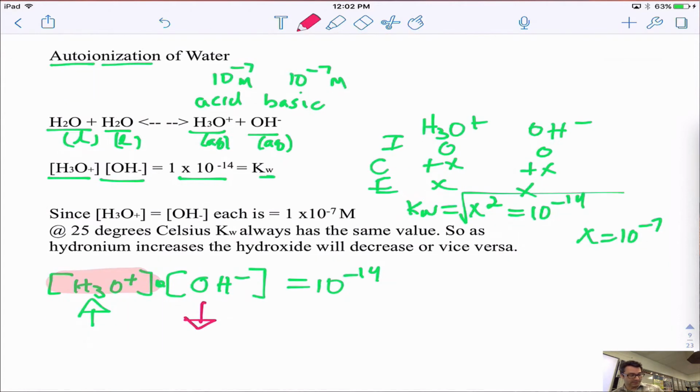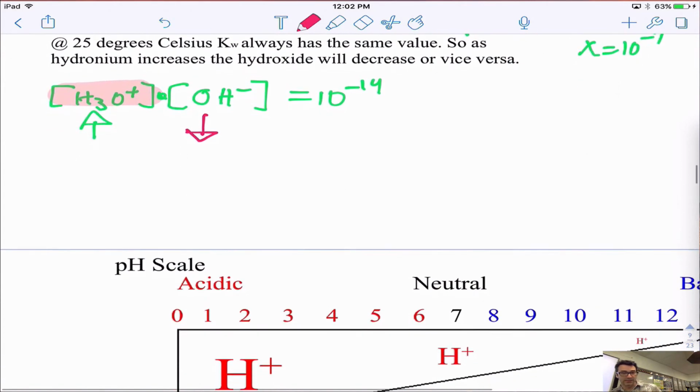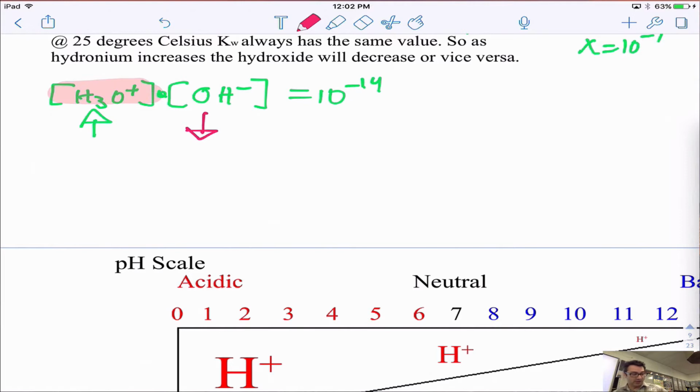So let's look at some examples in detail here and talk about what pH is. This scale right here, H3O plus times OH minus equals 10 to the negative 14th: when one increases, the other one decreases. This relates to pH because I can make this a more convenient scale. I can do a log scale. If I take the negative log of the H3O plus, that is called the pH.